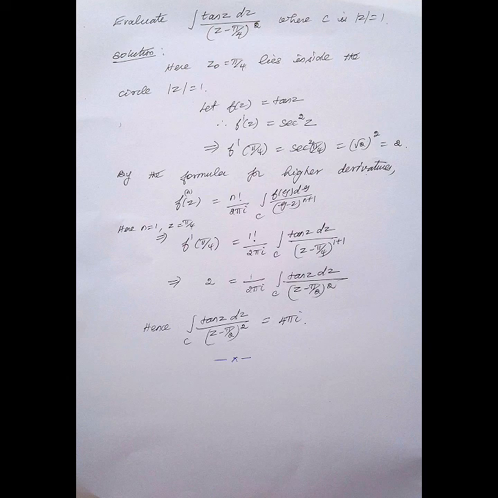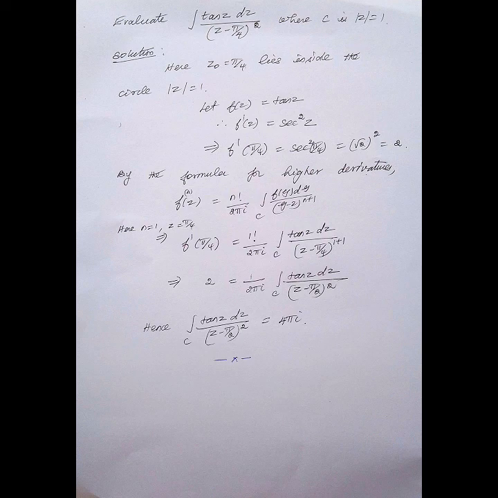Compute ∫ tan z dz/(z - π/4)², where C is the unit circle, |z| = 1. Here, z₀ = π/4 lies inside the circle |z| = 1. And let f(z) = tan z. f'(z) = sec² z. And therefore, f'(π/4) = sec²(π/4), that is 1/cos²(π/4), that is 1/(cos 45)². Cos 45 squared is (1/√2)². So, 1/(1/√2)² you will get (√2)², that is nothing but 2.